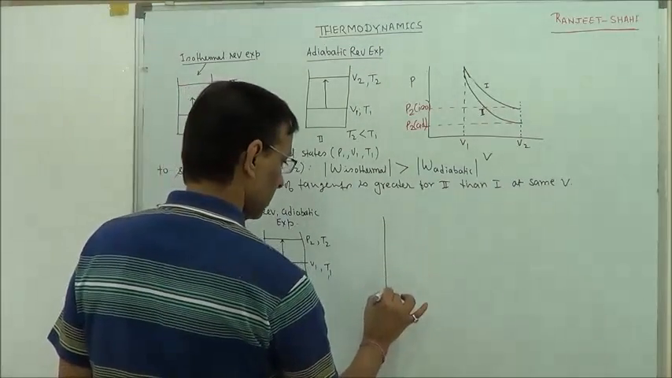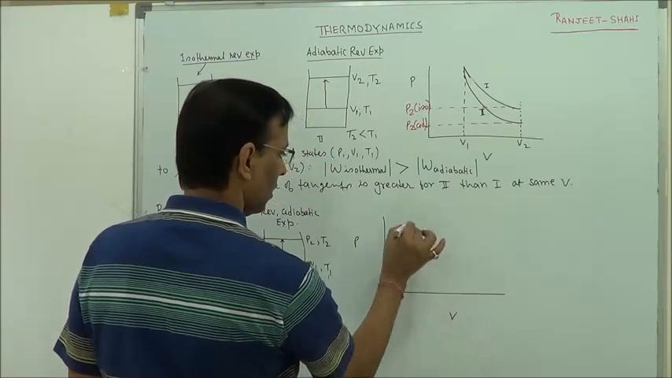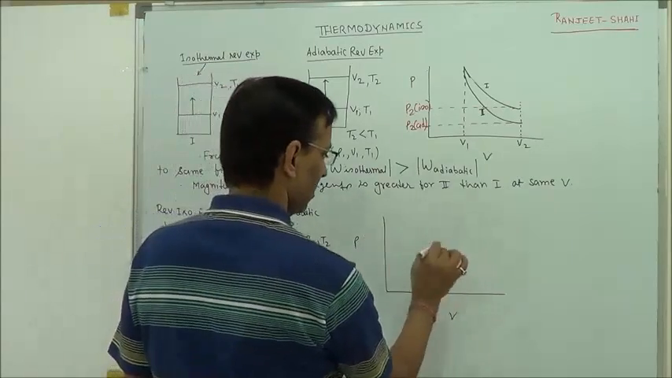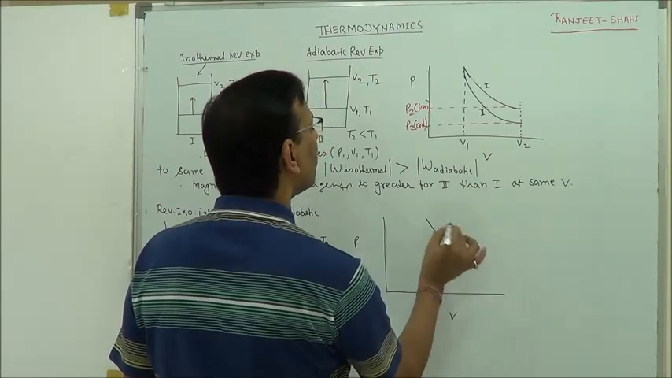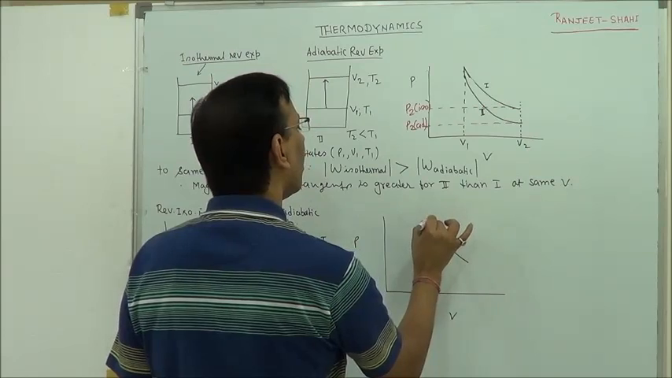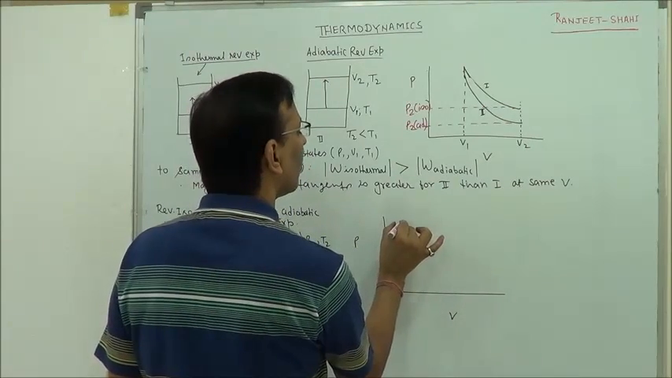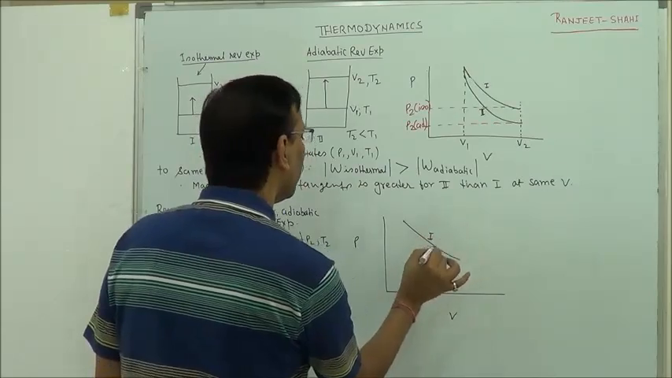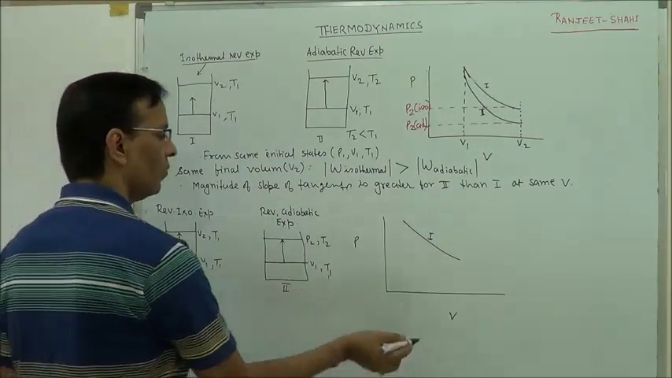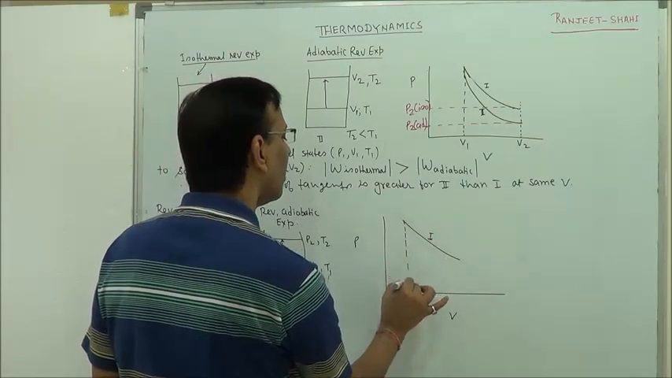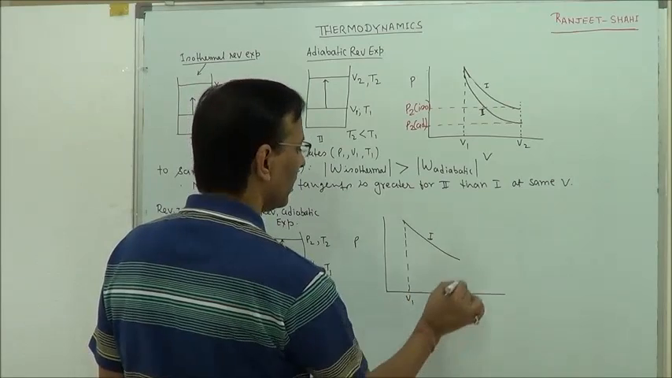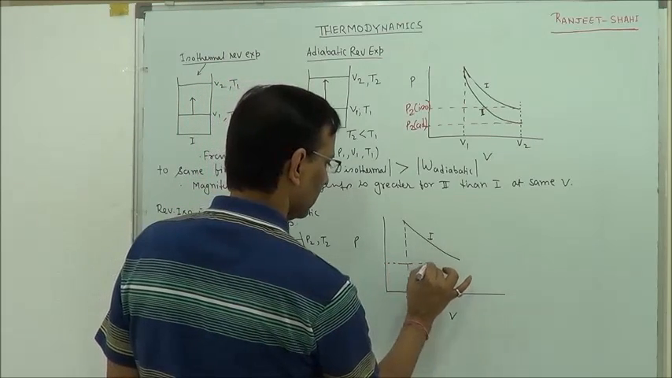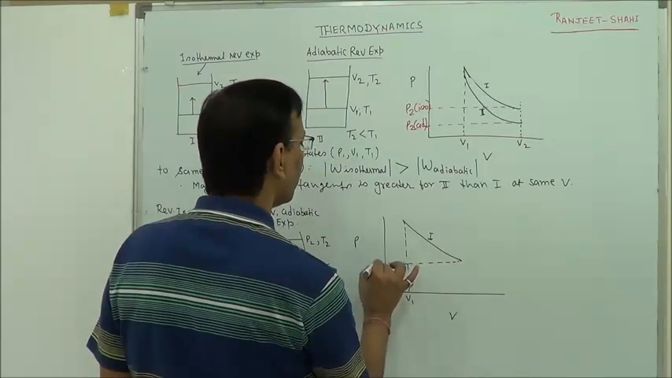Once again, if this is the curve for case 1, let us call this case 1, the isothermal process, here we have the initial volume V1, and here we have the final pressures, which are the same. So let us take the final pressure P2 here.